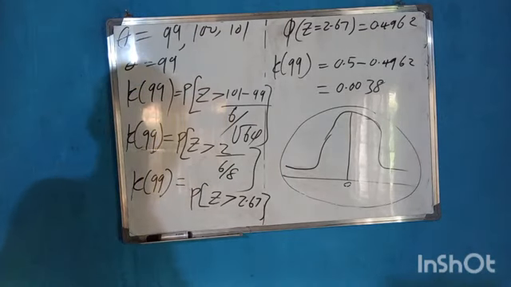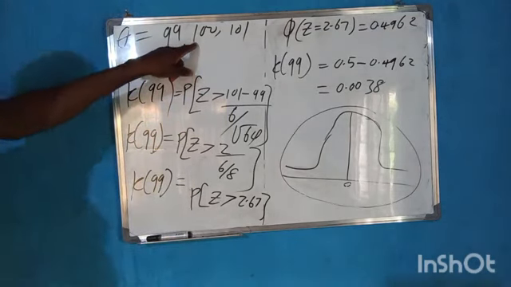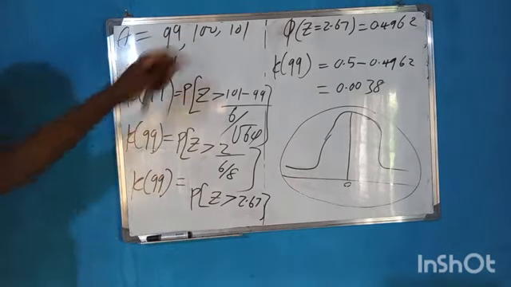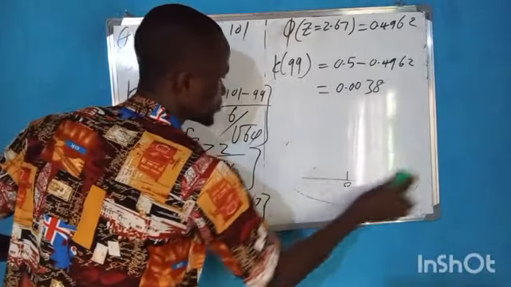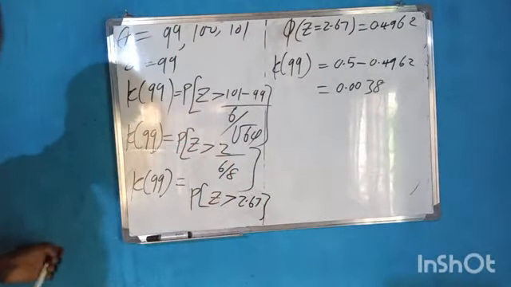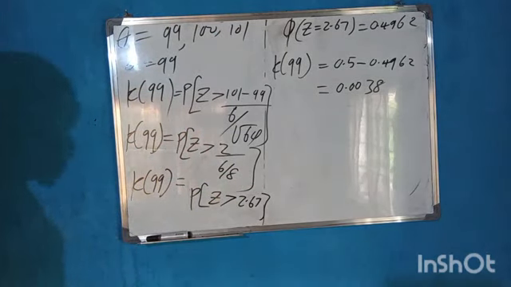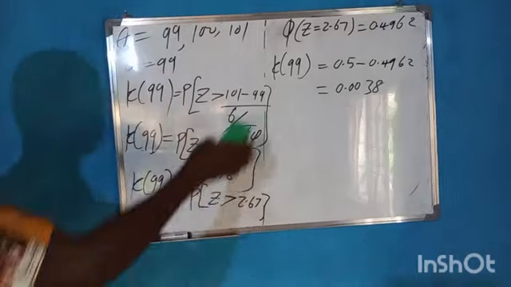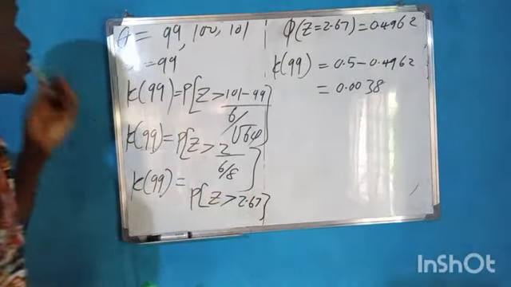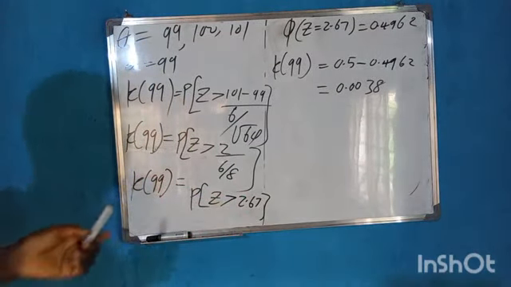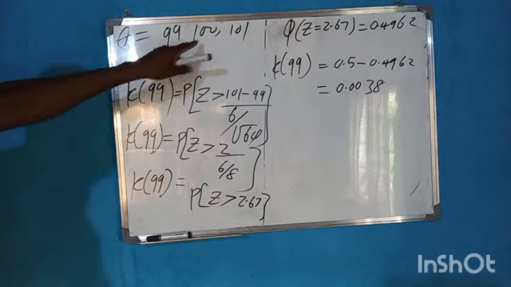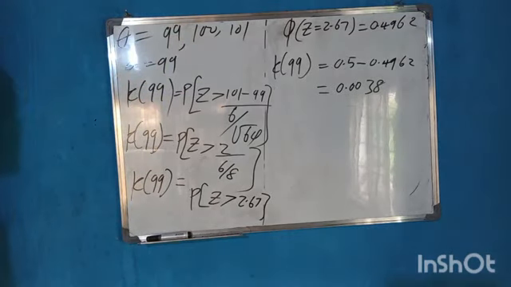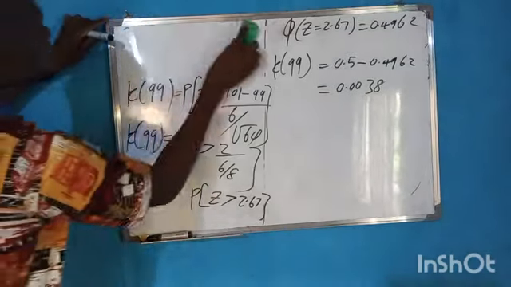Now the next thing is to also find the power of the test at 100. So we are going to repeat the same process, substituting the value of theta equal to 100 in the power function. Okay, let's do that.